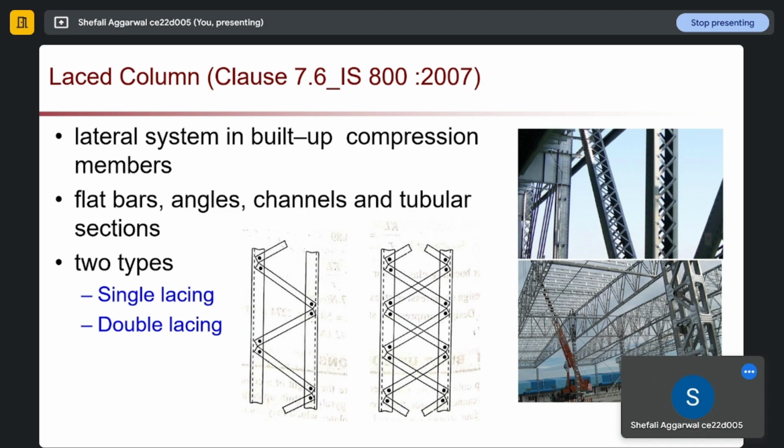Okay, so we have two types of lacing. One is single lacing and the second is double lacing. If two elements are joined using a single plate, then we call it a single lacing system. And if we are using it in a crisscross position, or we are using two laces, then we call it a double lacing system.